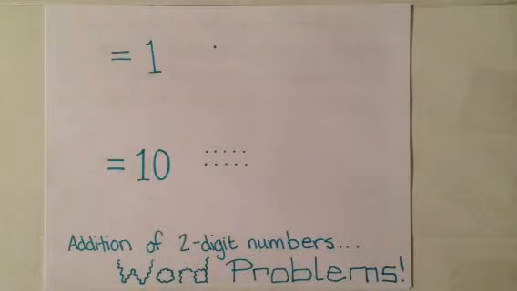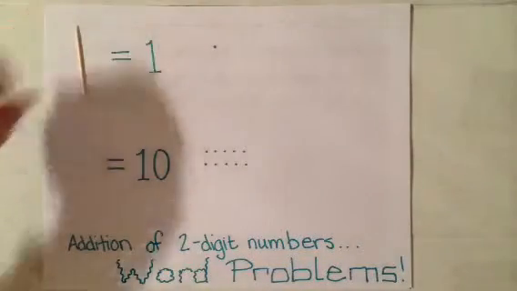Today we're going to be going over addition of two-digit numbers using word problems. I'm going to go through 3 problems, one for each stage of the CRA sequence: concrete, representational, and abstract. For the concrete stage, I'm going to be using toothpicks for manipulatives.